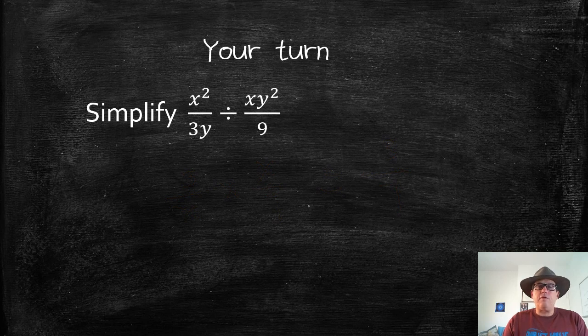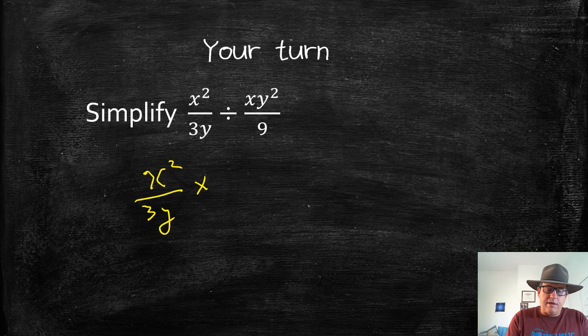Okay, you pause the video and you try this one. Okay, first step is always going to be to rewrite it. x squared over 3y, this is going to be times 9 over x y squared. So before we multiply, is there anything we can cancel? Well, yes, I see a 3 in the denominator and a 9. Divide by 3. 9 divided by 3 is 3. 3 divided by 3 is 1.